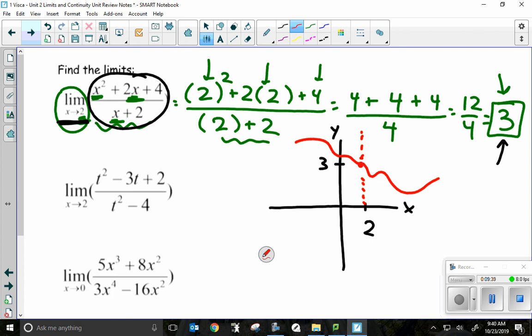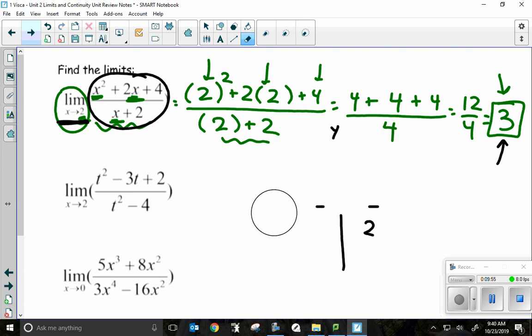It can be a hole here. It does not have to be a coordinate. It just has to look like what it's approaching from both sides. It looks like it's approaching a y value of 3. That's just a quick refresher.